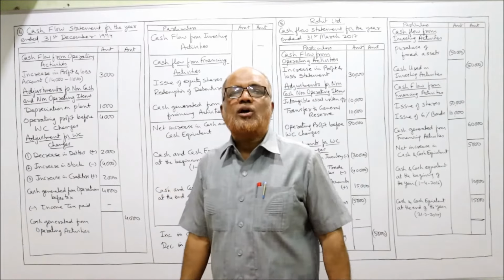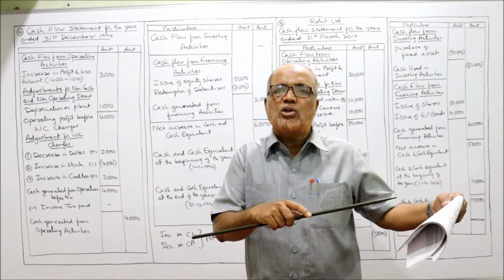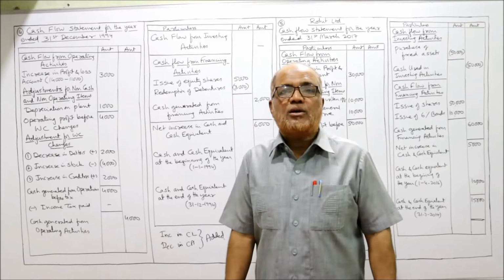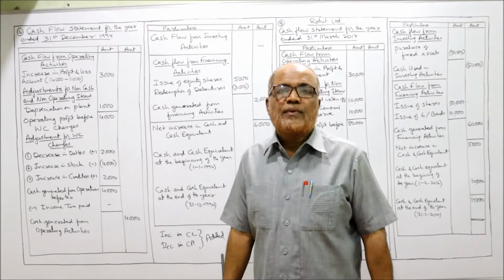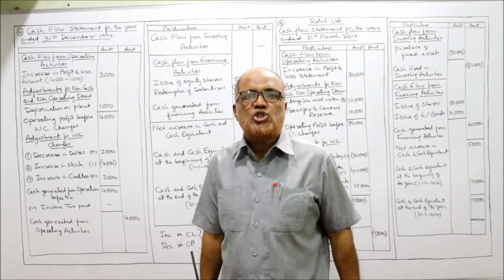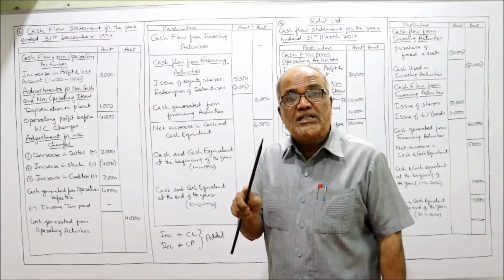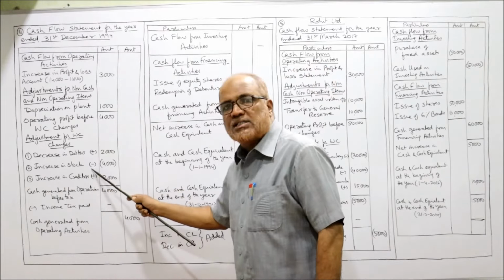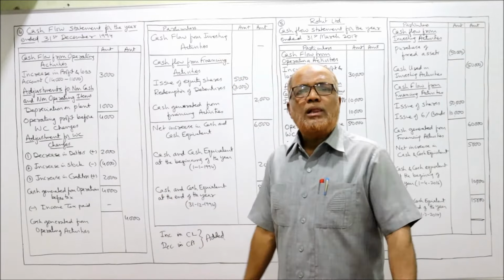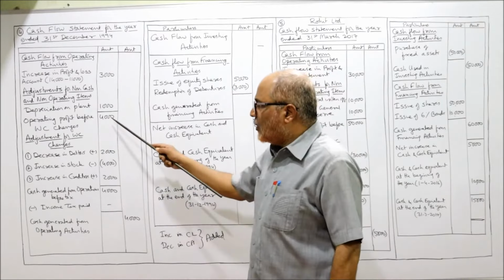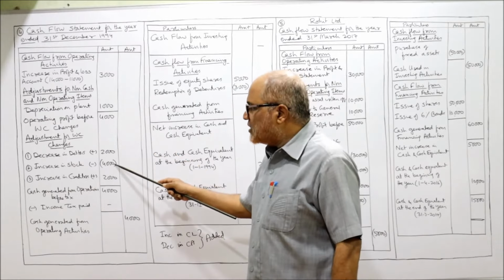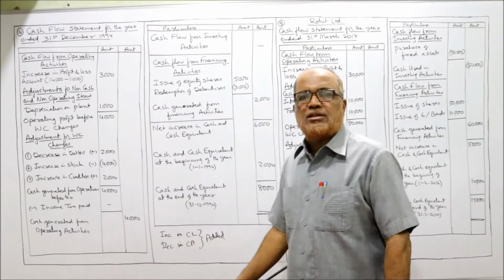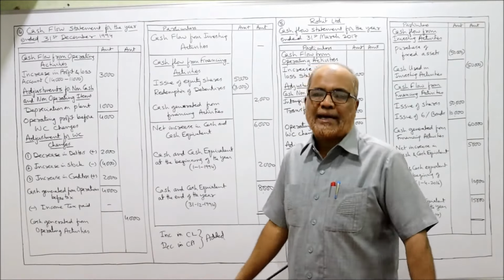Now come to stock. Stock is nothing but the inventory. Old terminology stock, new terminology inventory. So stock last year 5,000, current year 9,000. Increase in stock. So increase in current asset will be deducted, minus 4,000. That's all. All the current assets and current liabilities we have considered. Now 4,000 plus 2,000 minus 4,000 plus 2,000. So ultimately 4,000 remains. This is the cash generated from operations before tax.